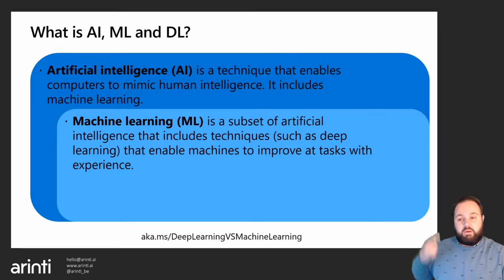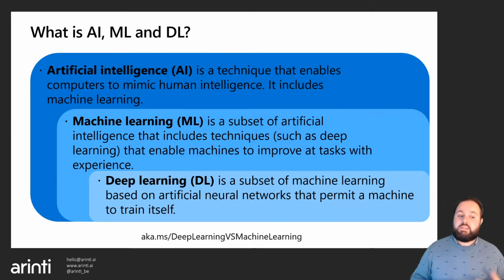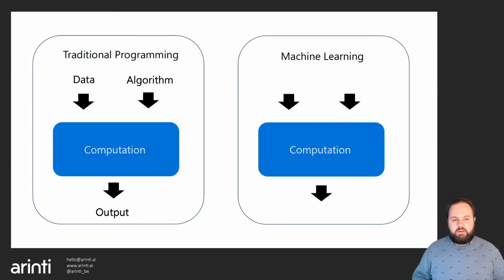Now, underneath machine learning, we have another step, and that's deep learning. Deep learning is a subset of machine learning and is based on artificial neural networks that permit a machine to train itself. In this case, the learning process is called deep because the structure of artificial neural networks consists of multiple input, output, and hidden layers, as we discussed already in our previous session with the Custom Vision API.